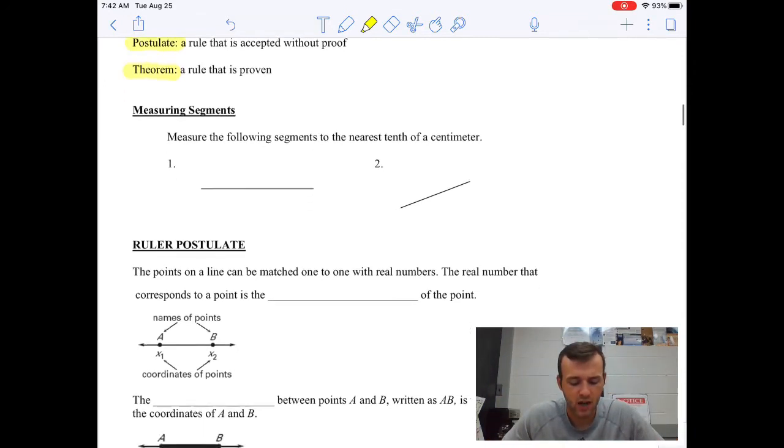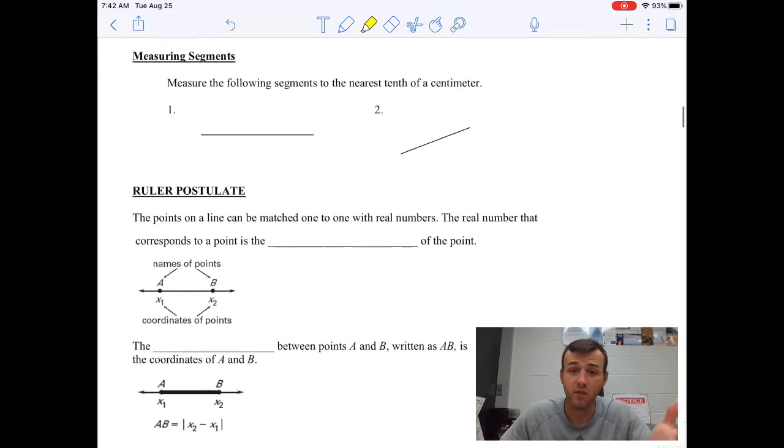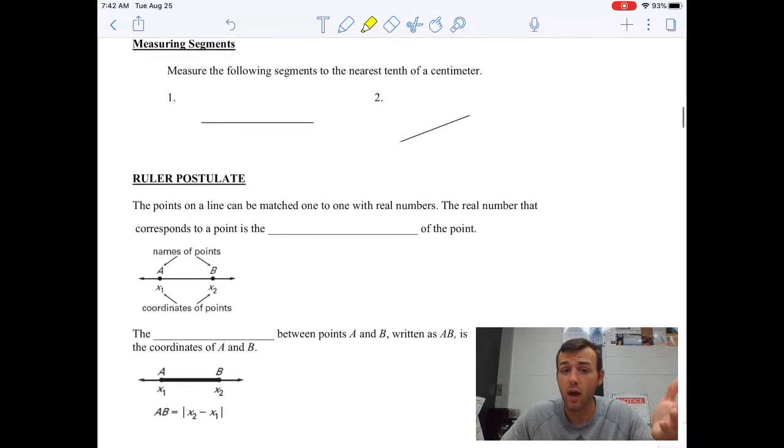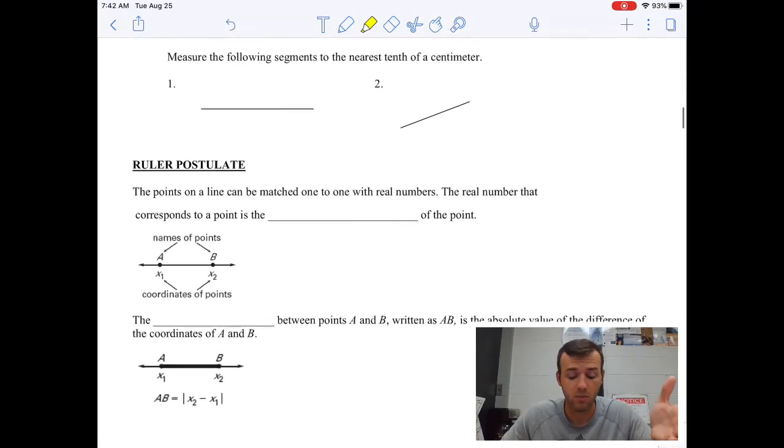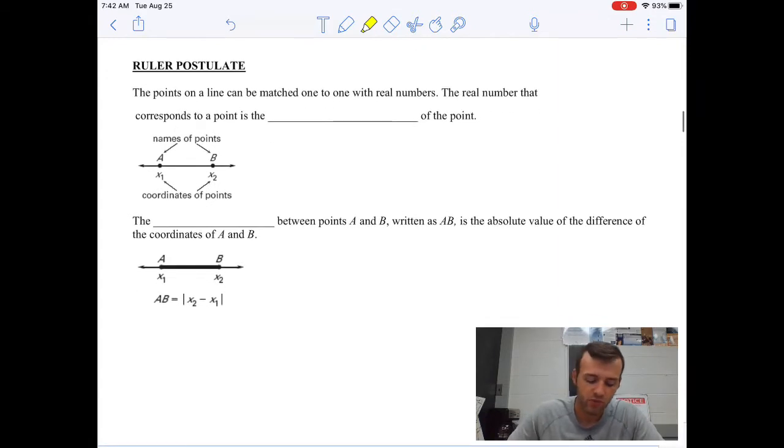This next section we're not going to do. If we were in person, I'd have you get your ruler out. We are online. You're watching the video. If you happen to have the physical copy, go ahead and get your ruler and measure those segments, and then come check with me later. But I want to go down straight to the ruler postulate.